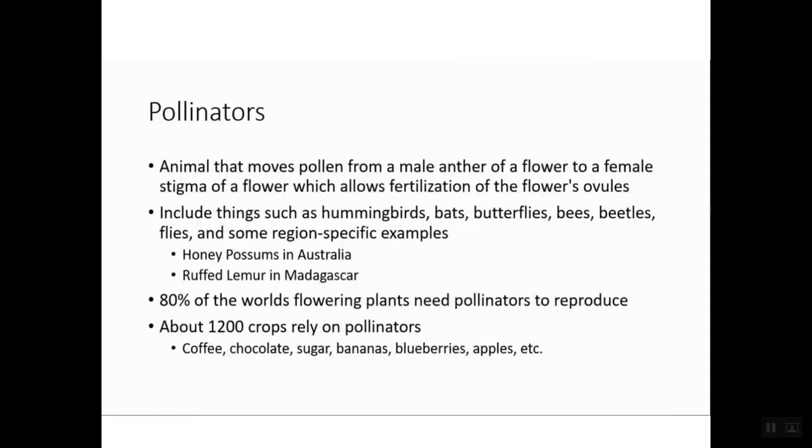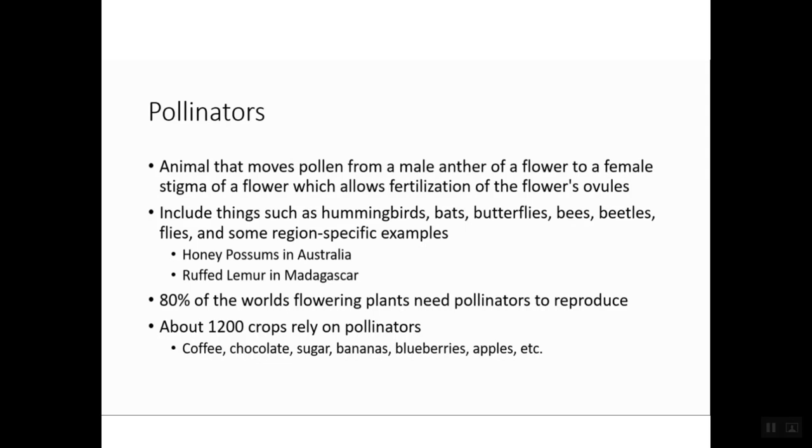So I'll start with where I got my question from, and then I'll show you my question and go with the research from there. So pollinators, we all know what pollinators are, but they're animals that move pollen from the male parts of a flower to the female parts of the flower so that the plants can fertilize their seeds. These are things like hummingbirds, bats, butterflies, bees, beetles, flies, and there are some more specific regional examples.